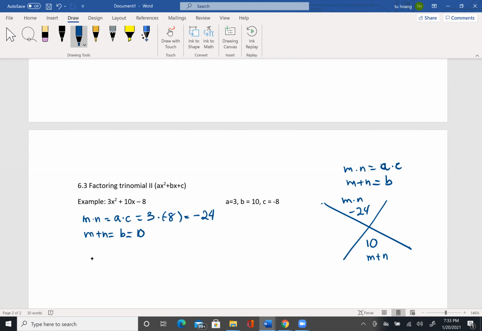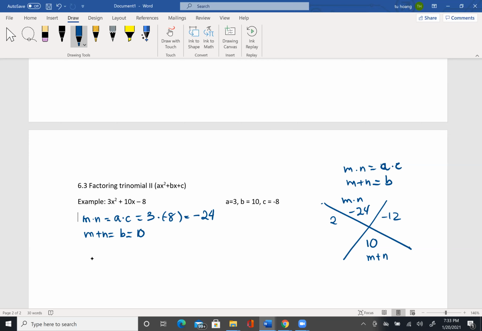Let's start with number one. 1 times negative 24 is okay for the multiplication. But if you add it, 1 plus negative 24 will not work, right? So I'm going to delete it. What about number two? 2 times negative 12 is okay for multiplication, but the addition is going to be negative 10.